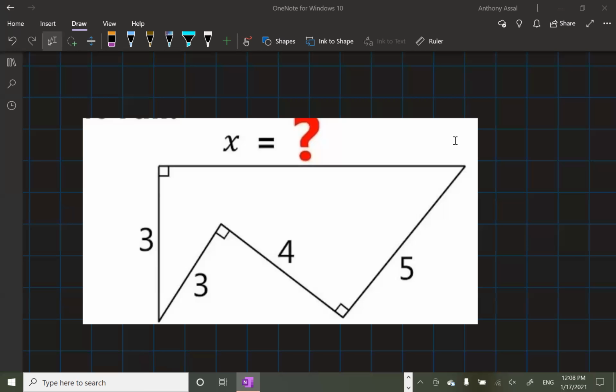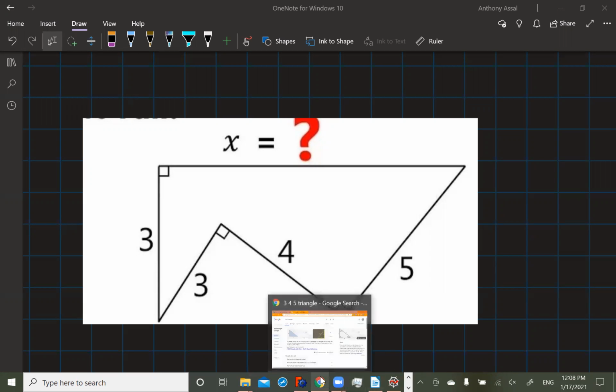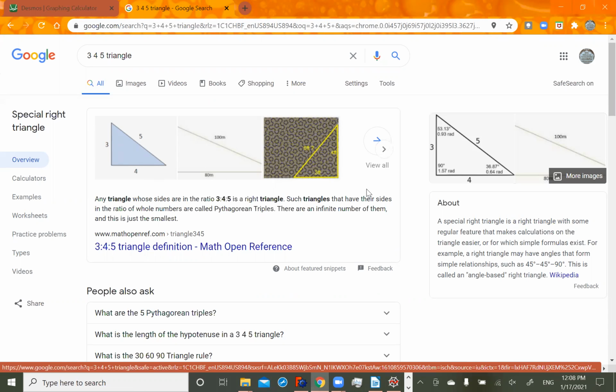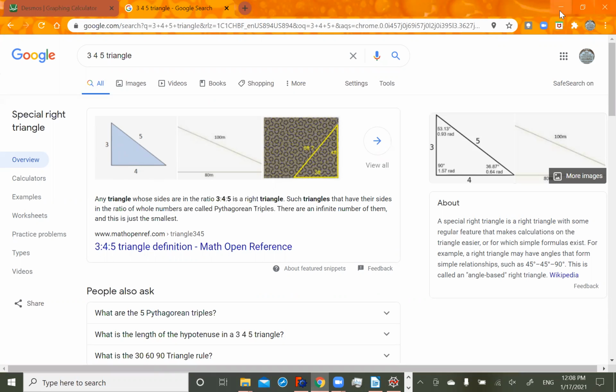So first off, what happened was you see a bunch of threes, fours, and fives. And right away, when you see a 3, 4, and 5 in a triangle or with angles, what comes to mind is a 3, 4, 5 triangle. As long as you know two of the sides, you can figure out the third one, because for a right triangle, 3, 4, 5, using the Pythagorean theorem.